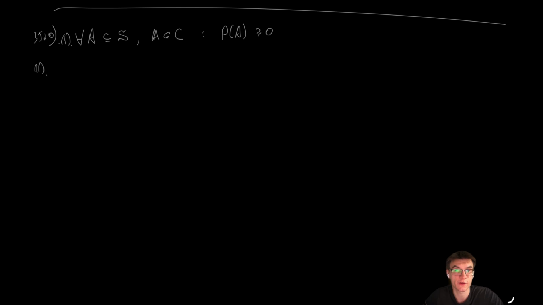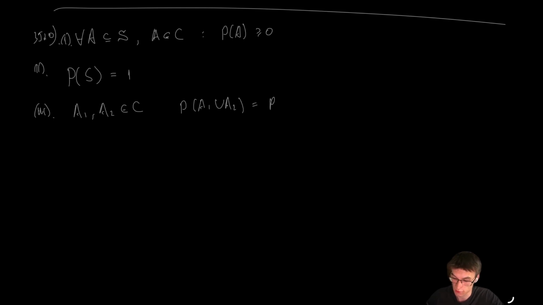The second axiom is that for the certain event, the sure event, as we name it, which is basically the sample space, the probability of this certain event is 1. And axiom 3 is that if we have two events, event A1 and event A2, which belong to a collection C, the probability of their union is the sum of the probabilities, P of A1 plus P of A2.